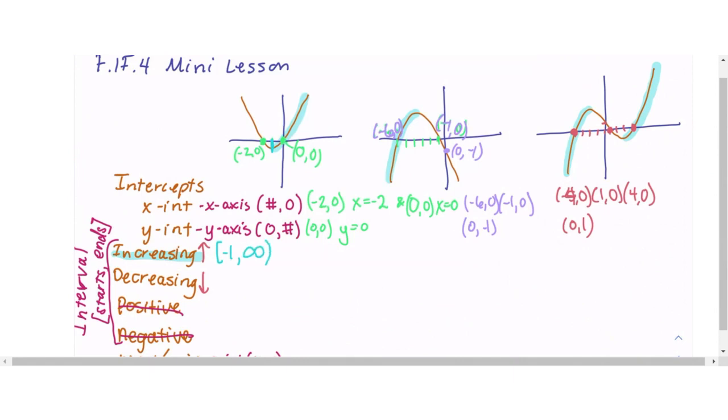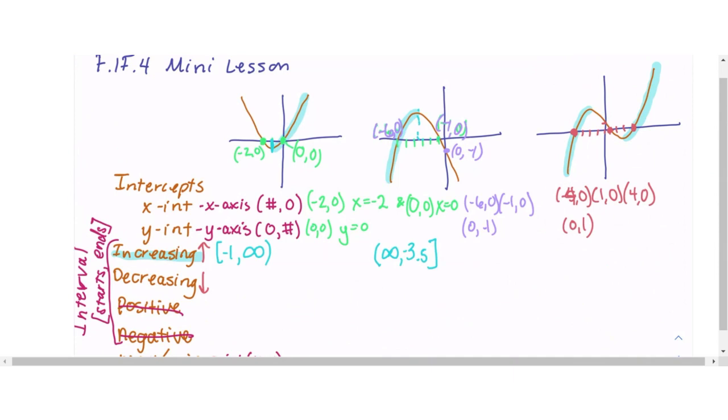This one right here is increasing. It was increasing always. And then it stopped increasing at that point, which looks like that was -3.5.